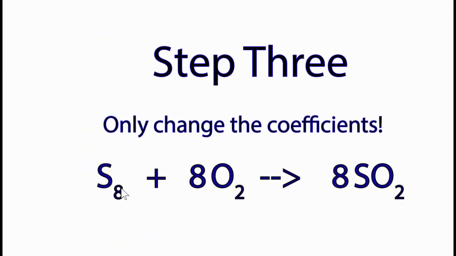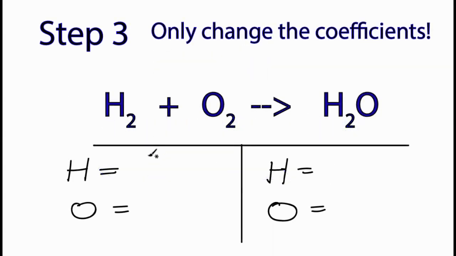Step 3, so you don't forget, only change the coefficients. Let's try another problem. So in this equation we have 2 hydrogens, 2 oxygens, over here 2 hydrogens, and 1 oxygen. How about, let's see, I'll put a 2 right here.